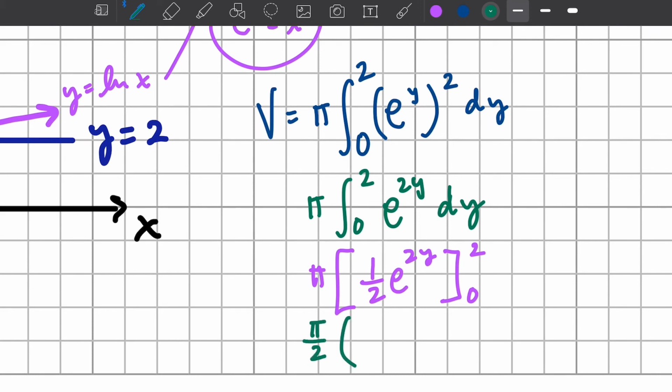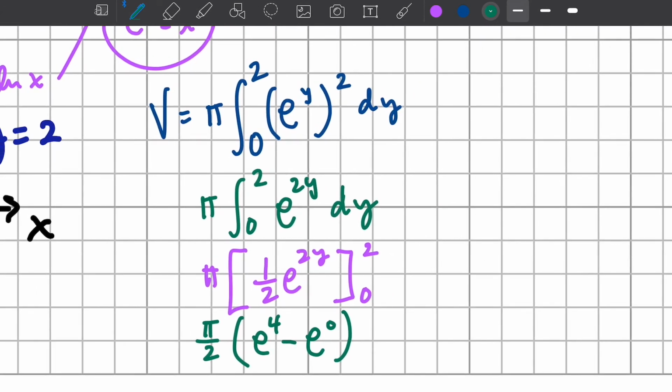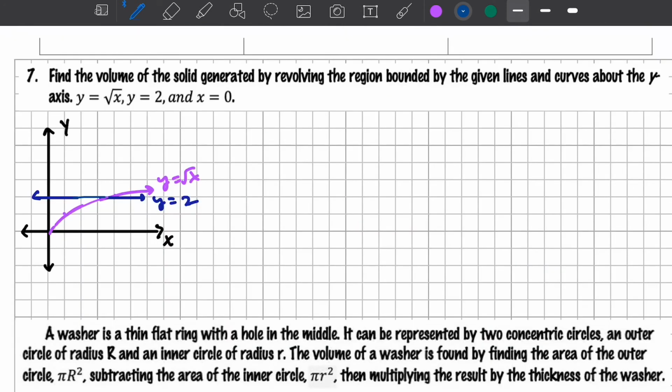So if I take it outside, it's going to be pi over 2. And then e to the 4th power, because 2 times 2 is 4, minus e to the 0. And e to the 0 is 1. So pi over 2 times e to the 4th minus 1.